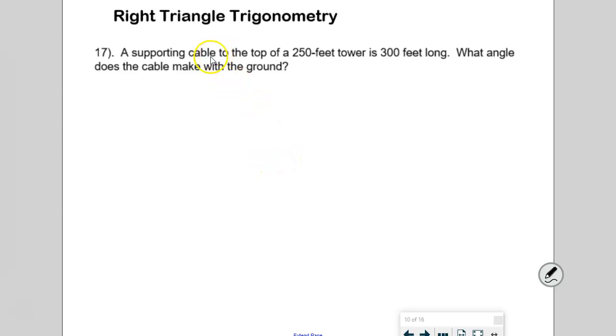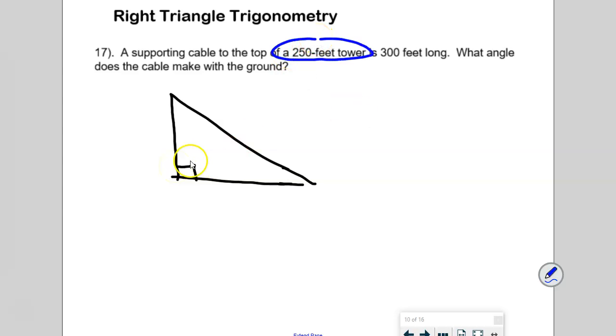Now here we have a cable that's at the top of a tower. So I'm not going to draw a real elaborate picture, because I can't. But, you know, it's going to make a right triangle. I will tell you on your test, the picture's already drawn for you, but you got to label it. So a couple of clues. The tower is 250 feet, so the height of the tower is 250. And then the cable itself is 300 feet long.